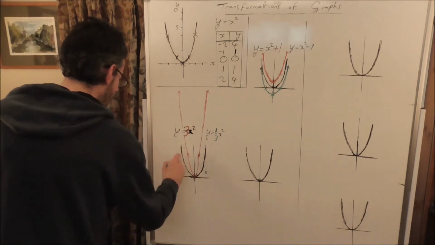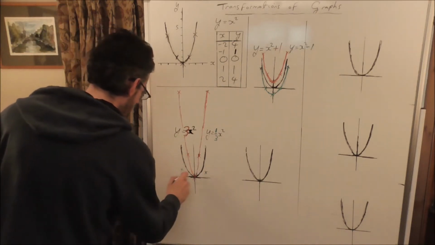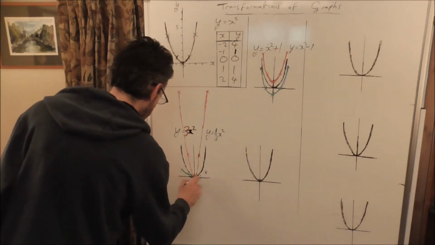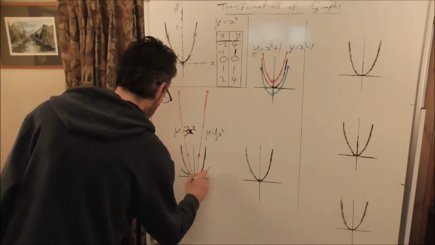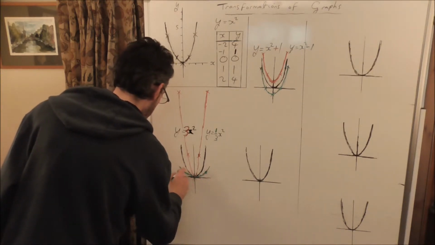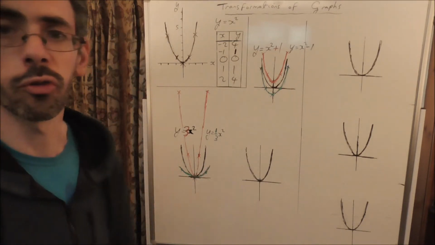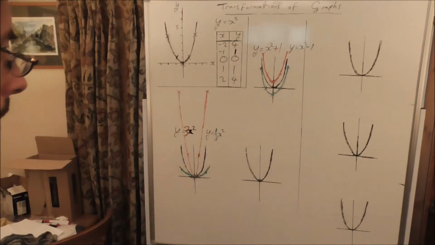This point here is going to be 3 times closer to the x-axis, maybe over there. This point's going to go over there, this point over there. This point's on the x-axis, so it's going to stay there. So it's going to squash right down. So all the points are 3 times closer to the x-axis. So it's a vertical squash by a scale factor of 3, you could say.